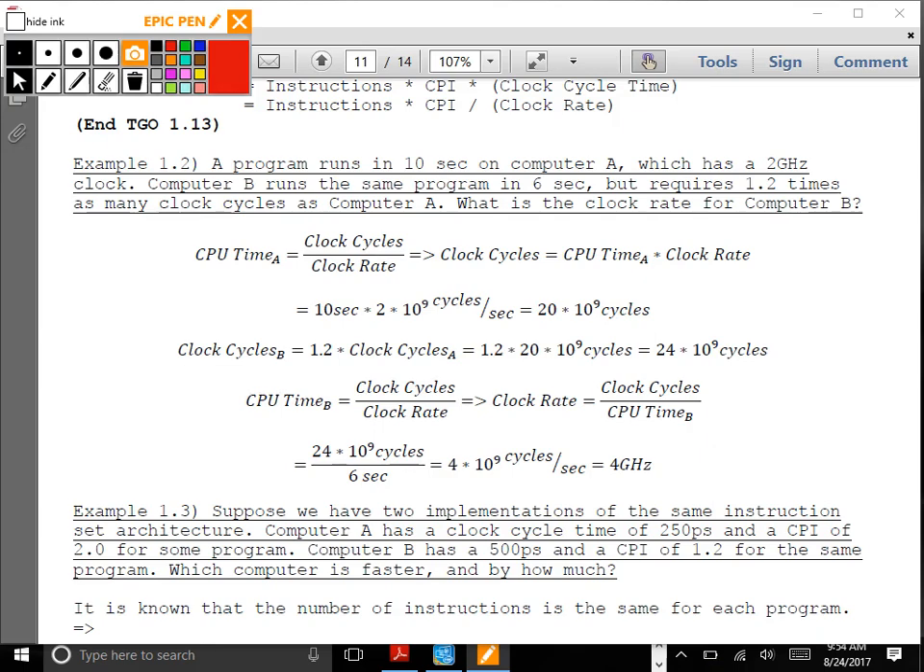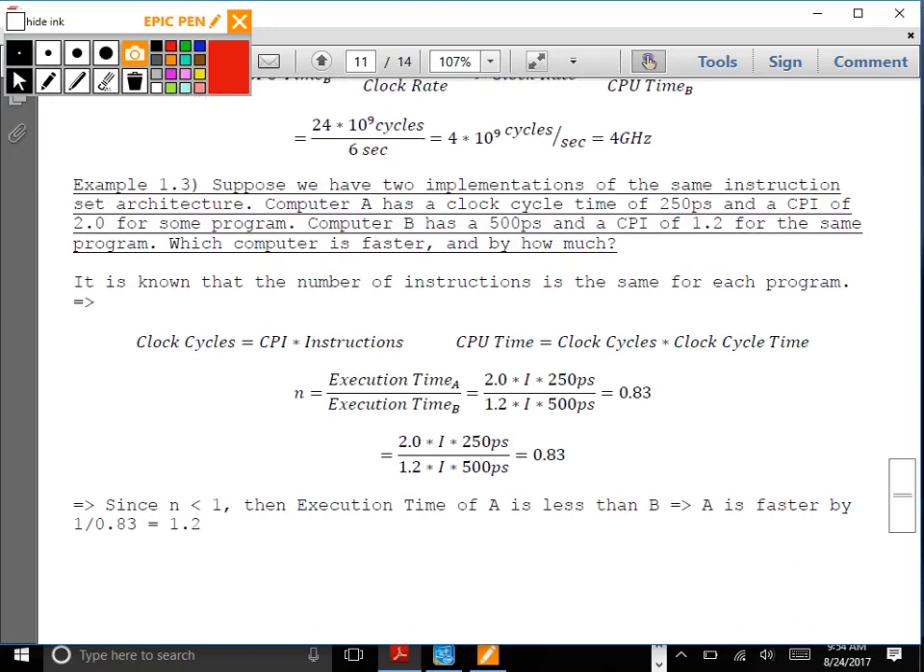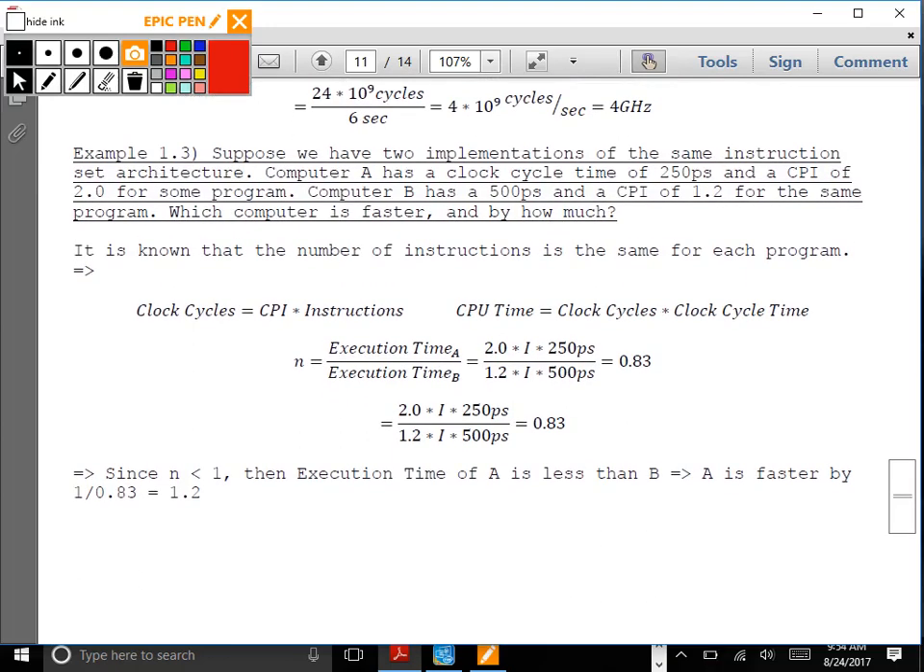All right, so let's go on to example 1.3. Suppose we have two implementations of the same instruction set architecture. I'm going to underline key details that you're going to want to look through as you're going through the problem. I'm going to explain very clearly what I mean by them, so that when you get to a quiz or an exam, there's no ambiguity.